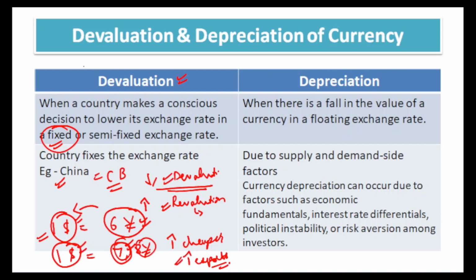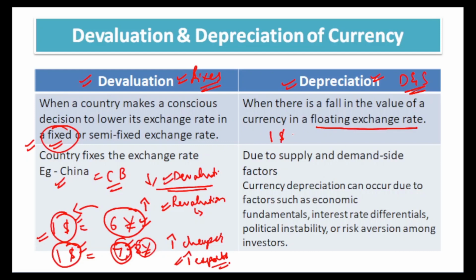Here the difference is that devaluation or revaluation happens in a fixed exchange rate system, and depreciation of a currency happens in a floating exchange rate. Here the central bank consciously fixes the exchange rate. Under depreciation, the market forces of demand and supply would determine the exchange rate. For example, let's take the aspect of India.